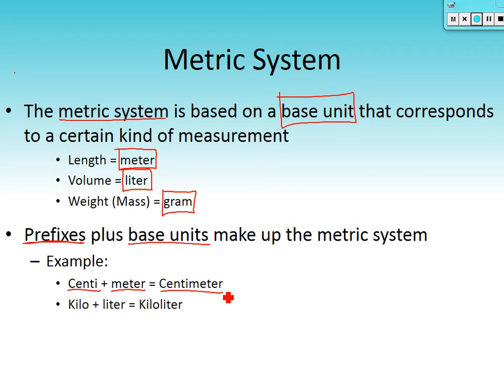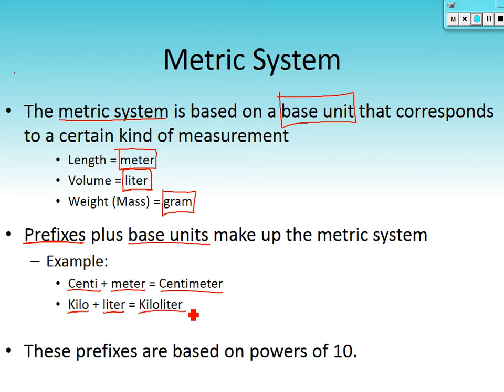We can do the same thing for a prefix called kilo. The base unit is a liter, so we're measuring volume. Well, a kiloliter. These prefixes are based on powers of 10. So centi and kilo are prefixes, and they are based on powers of 10. That's what makes the metric system so useful: because they're based on powers of 10, it makes it very easy to convert from one unit to another, one prefix to another. And I'll show you that coming up.